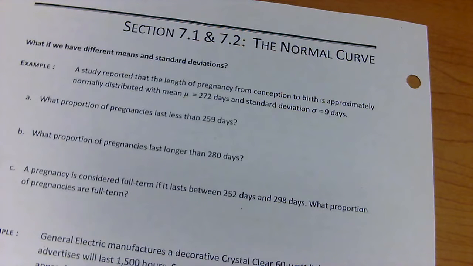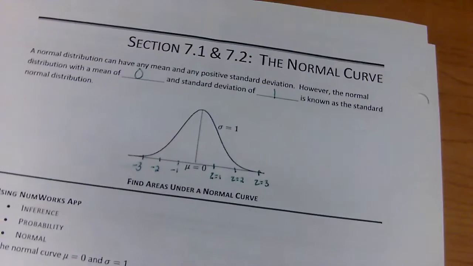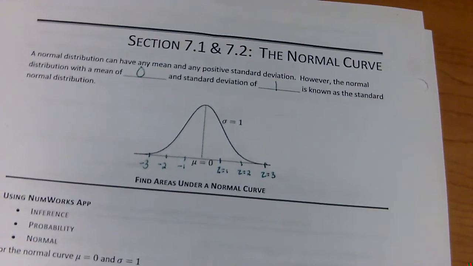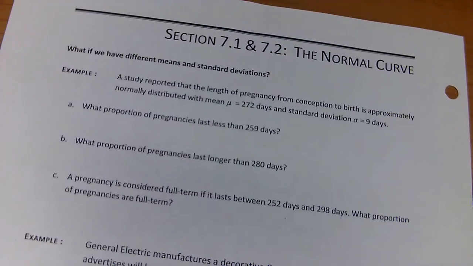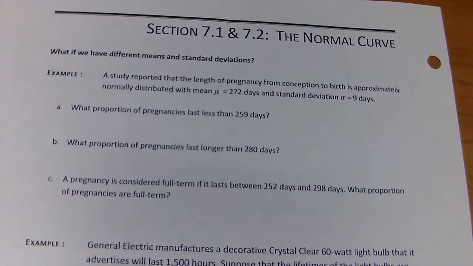So previously, we were looking at the normal curve. And the normal curve was one with a mean of 0 and a standard deviation of 1. Really easy to draw and so forth. But what if we have a different mean and a different standard deviation? So let's talk about that.